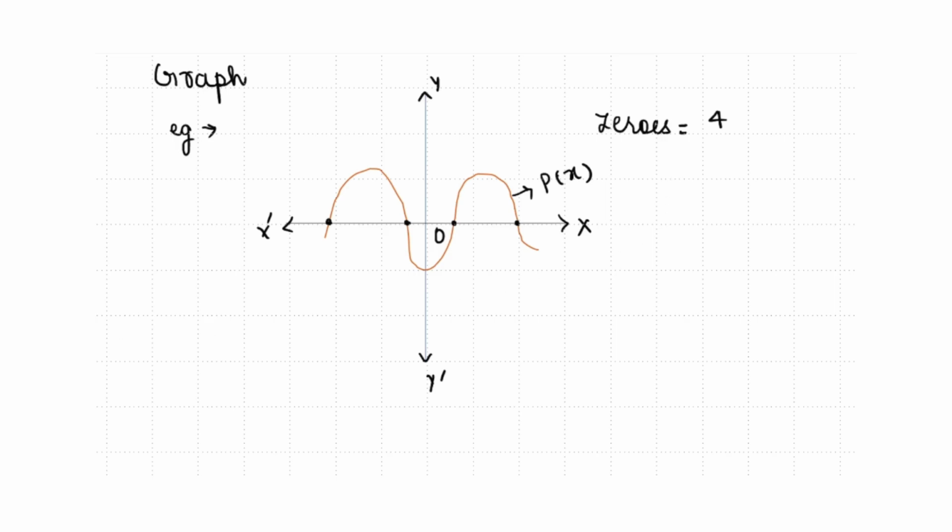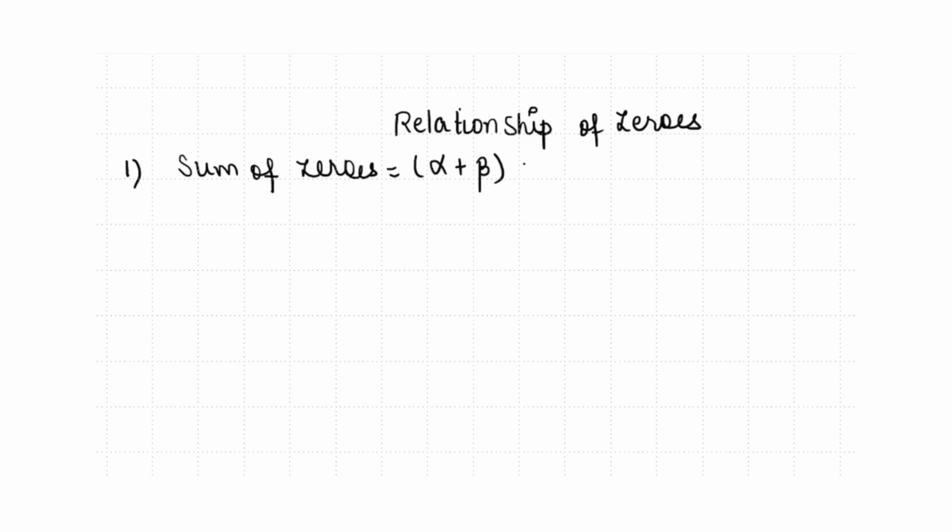Okay, let's move forward. We have to talk about the relationship of zeros. Okay, let's take the relationship. First is the sum of the zeros. Here we call zeros as alpha and beta. So the sum of zeros will be considered as alpha plus beta. As per the relationship, it is being written as negative of b upon a.